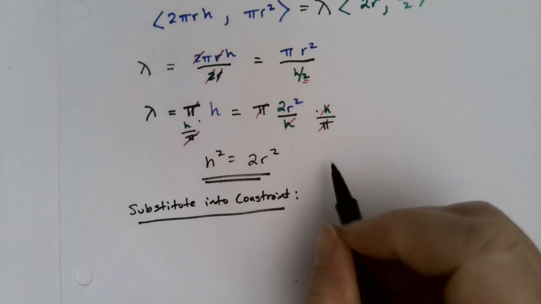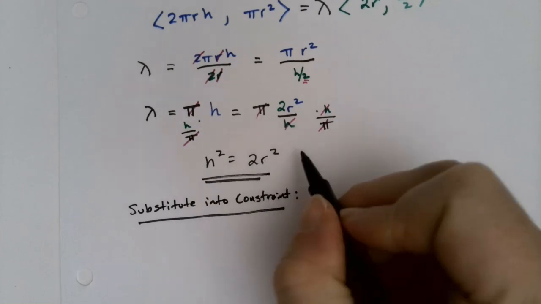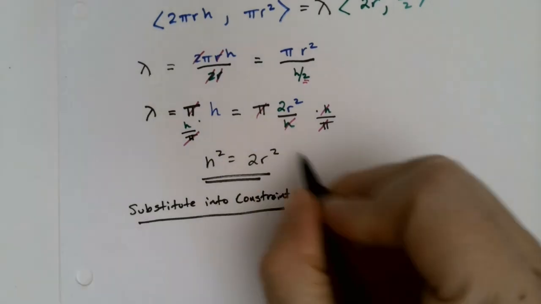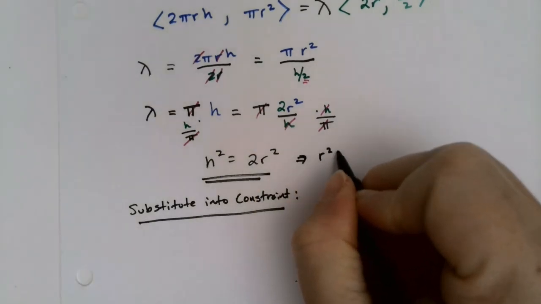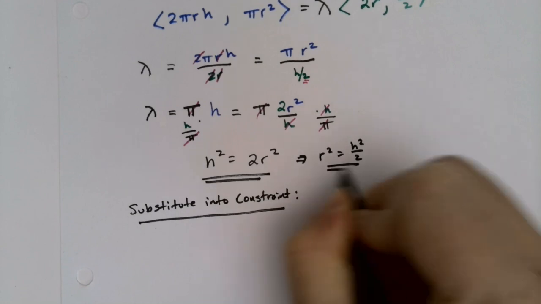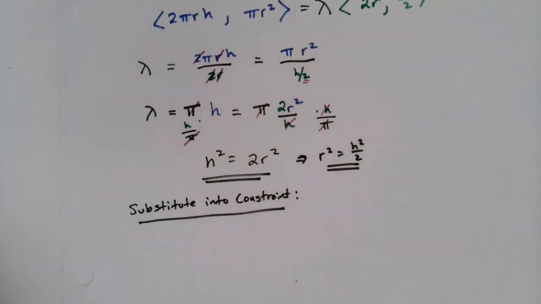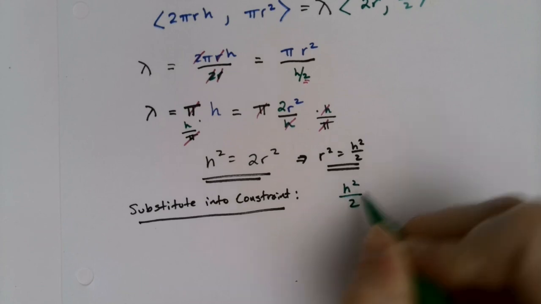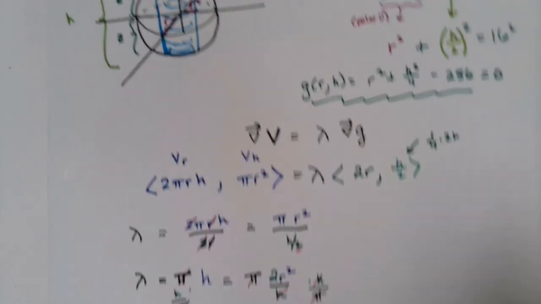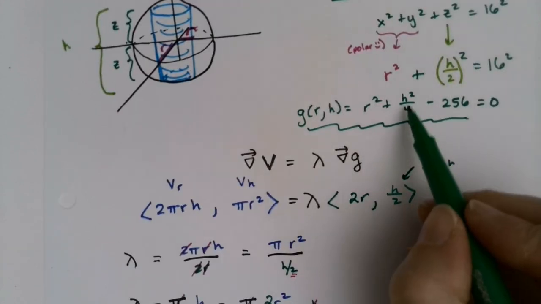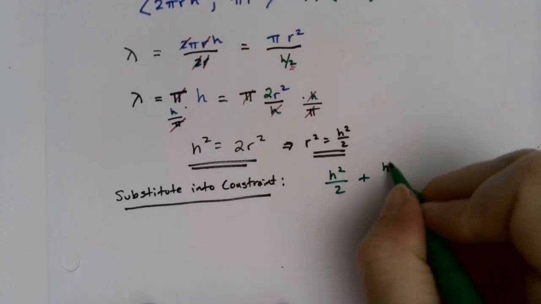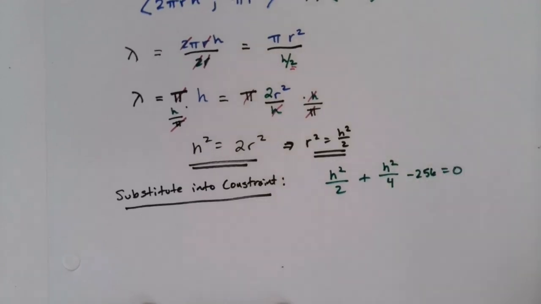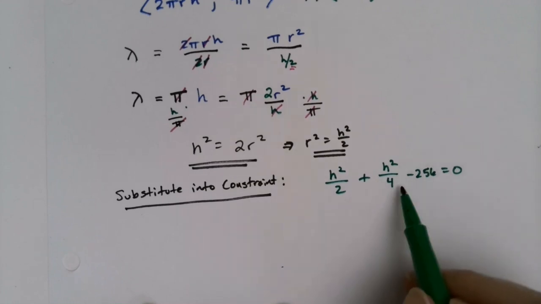Where it has an r squared, or I could use (h over 2) squared, it really doesn't make any difference. I guess I'll just substitute here. I'll say r squared is h squared over 2. That'll be easier. So now into my constraint I go. Instead of r squared, I'm going to write h squared over 2 plus (h over 2) squared, which we said was h squared over 4. So h squared over 4 minus 256 equals 0. I'm going to put it back into that one. That way it looks like what we expect.